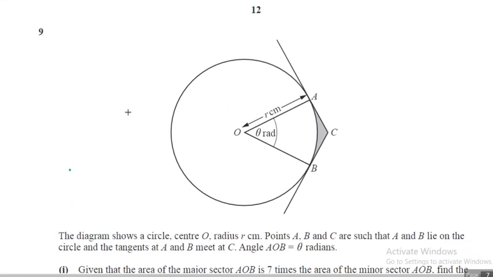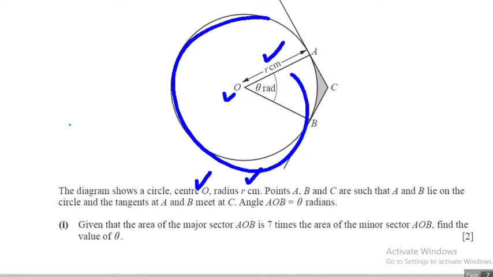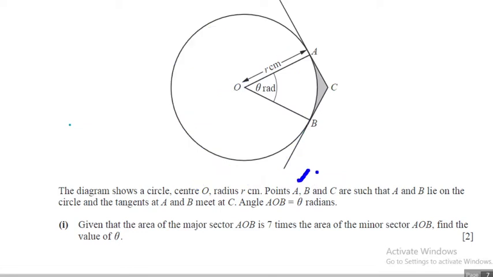Oh, what's this? Okay, let's see. This diagram shows a circle. Don't worry, we go through one by one. Center O, radius R. Let's just say that's the radius, that's a circle, that's the center. Points A, B, and C are such that A and B lie on the circle. They are on the circle, right? And the tangents at A and B meet at C.